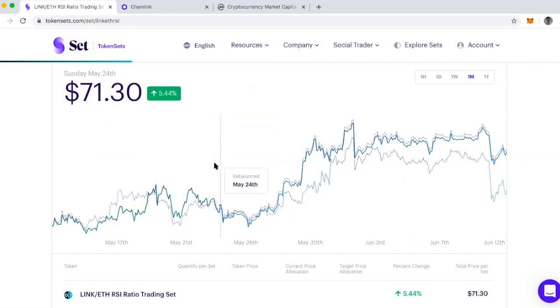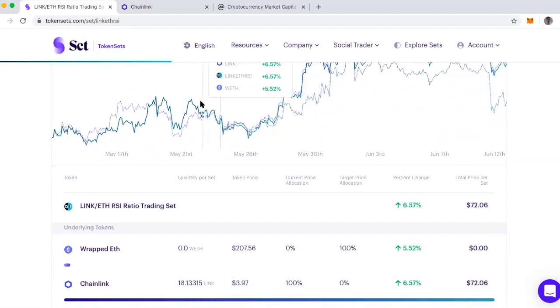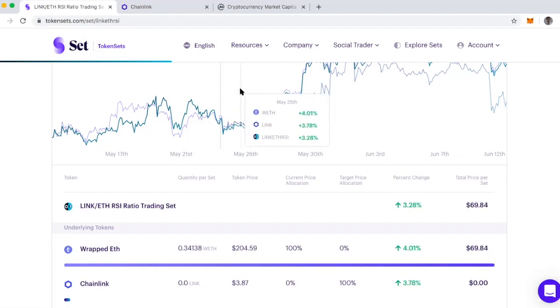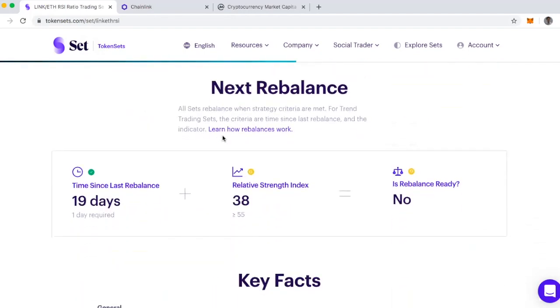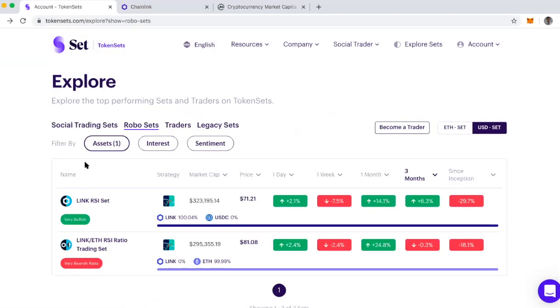Here on this dotted line was a rebalance. And you can actually see below here that there's this blue line that shows up here as I scroll over. So you can see we were in Link, then we rebalance, and now we are in ETH. So this set is currently in ETH. And when RSI goes back above 55, it will rebalance back to Link. So the difference between these two sets is really, are you happier or more bullish holding Link and USDC, or are you happier or more bullish holding Link and ETH?